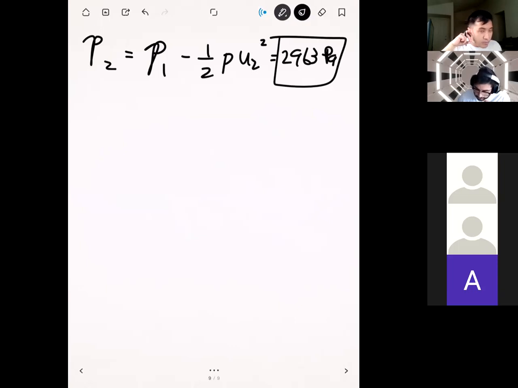So that example basically shows how you can combine both conservation of mass and Bernoulli to solve for these kinds of problems. Okay. All right. Any questions on that example?